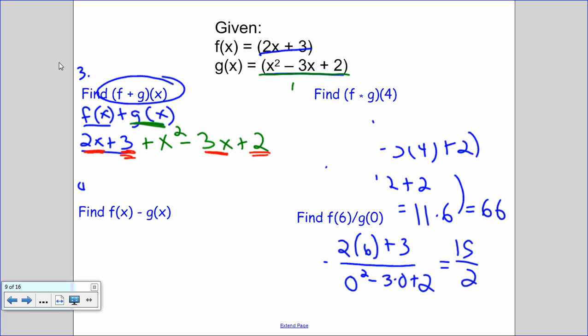So my answer would be this. I see 1x squared, a minus x, and a plus 5. So now I have a general rule for the addition of that machine. Let's do the next one, f minus g.